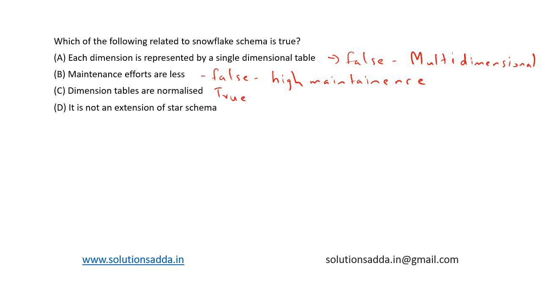Normalization of dimension tables is done in order to remove data redundancy and thereby reduce the space required to hold the data. And option D, it is not an extension of star schema. Actually, Snowflake schema uses normalization of dimensional tables in star schema. So this is also false. Based on the question, we are asked to find out which of the following is true. So option C, dimensional tables are normalized, is the correct answer here.